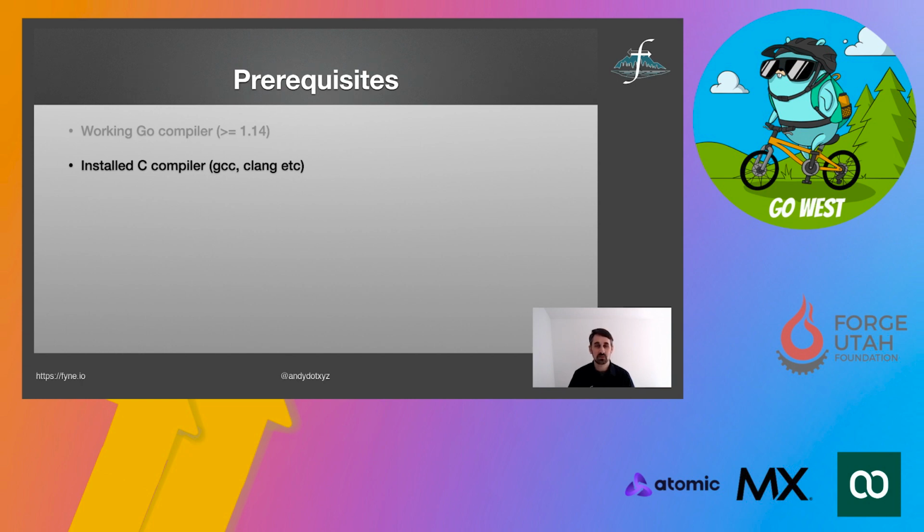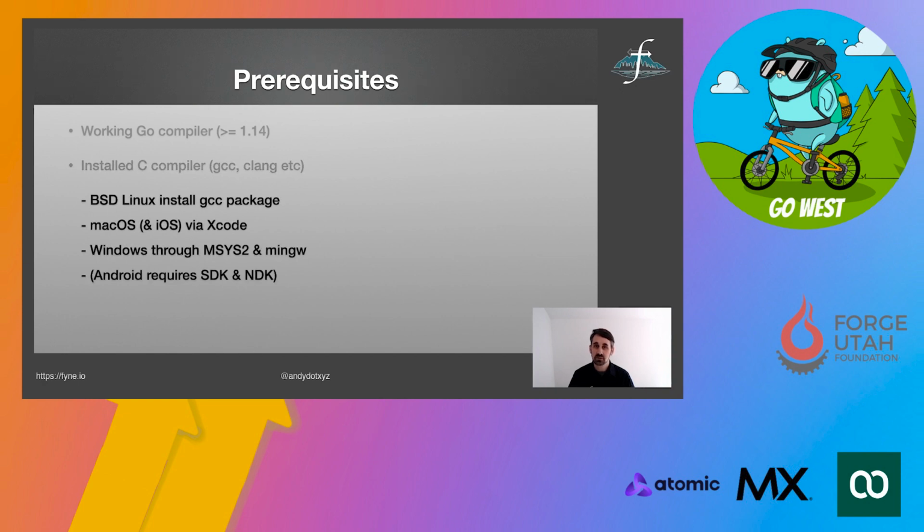Doing this may not be trivial on all systems, so here are a couple of hints about how you may find them. On BSD and Linux, you can just install the GCC package. That should be all you need. On macOS, Xcode is going to deliver all of the compiler implementation that you need, and it will also bring you the ability to install onto iOS devices. On Windows, I recommend using MSYS2 and installing the MinGW package to provide the compiler. Other options are available as well, but that's one that I've had the most success with.